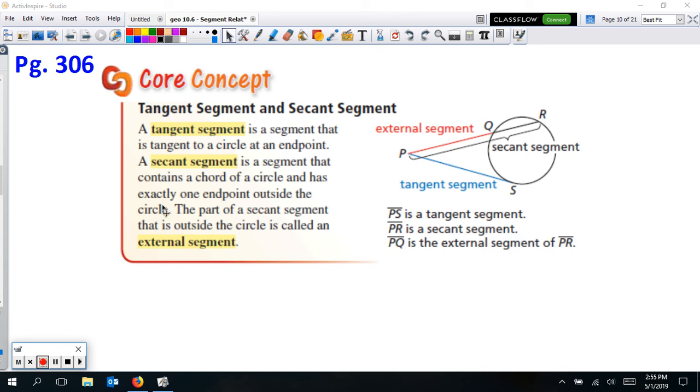You can go ahead and highlight these on your core concept, because these are the vocabulary words. So a tangent segment is a segment that is tangent to the circle at an endpoint right there. And a secant segment is a segment that contains a chord of a circle and has exactly one point outside of the circle. So there's the chord that it contains, and there's your external segment, and it's containing this point P on the outside. It says the part of the secant segment that is outside the circle is called the external segment. Okay, so let's understand the terminology of that right there. Let's keep working on the next part.